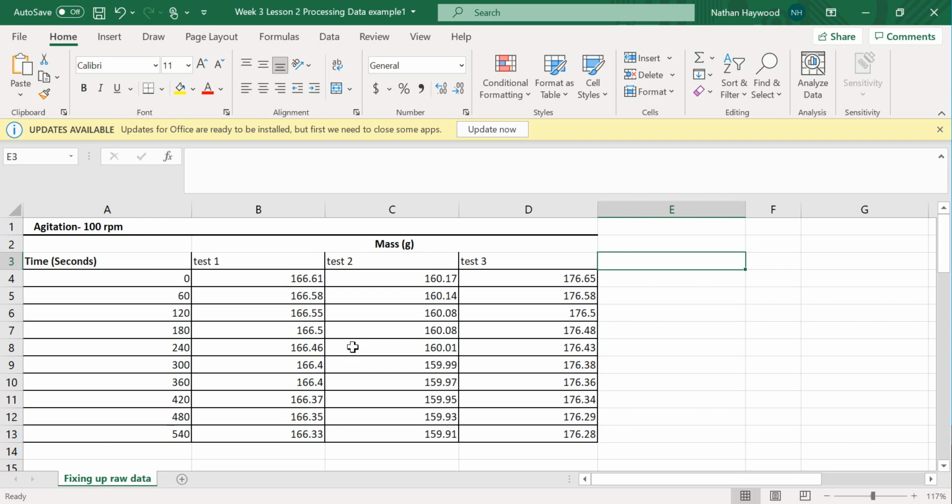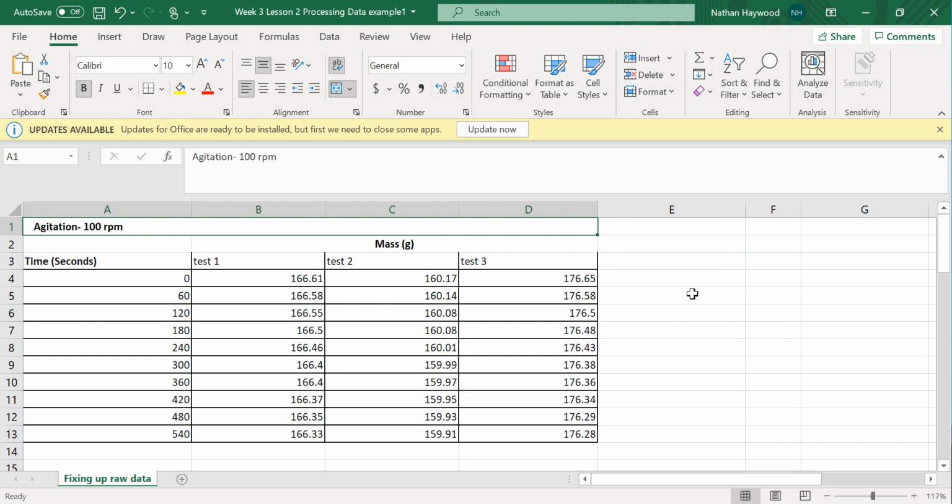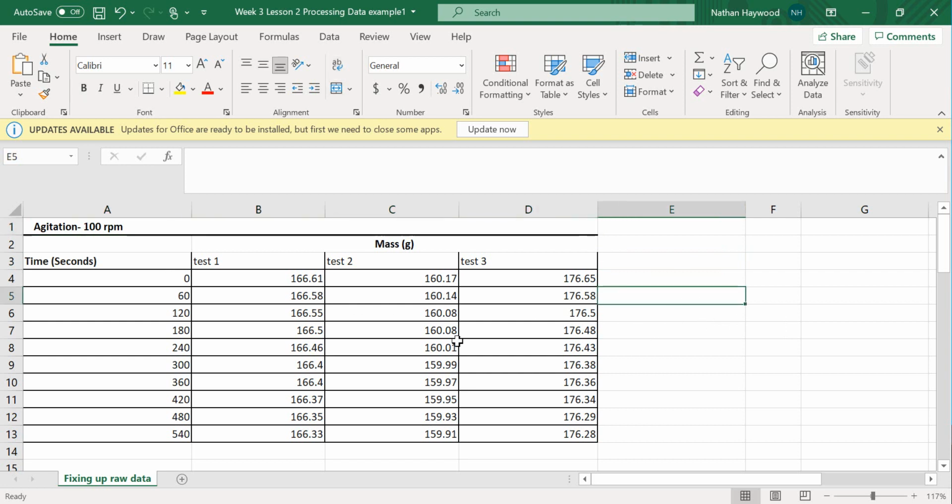Hello, today we're looking at a rate of reaction experiment, and we're going to find out some calculations after we've done this experiment. So this is the data I've found. I've done a rate of reaction experiment changing agitation. So that was my independent variable. These are the masses I recorded.